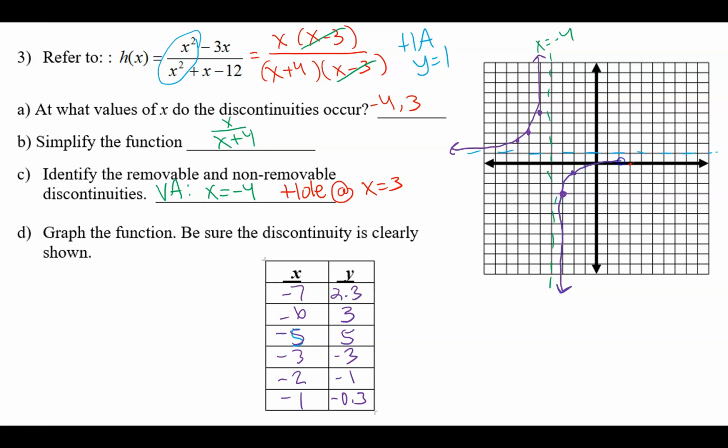I keep going. There's x equals 3. I draw a hole, and I keep going. All right, so this right here was the hole in my graph, and I did that when I reached x equals 3 right here.